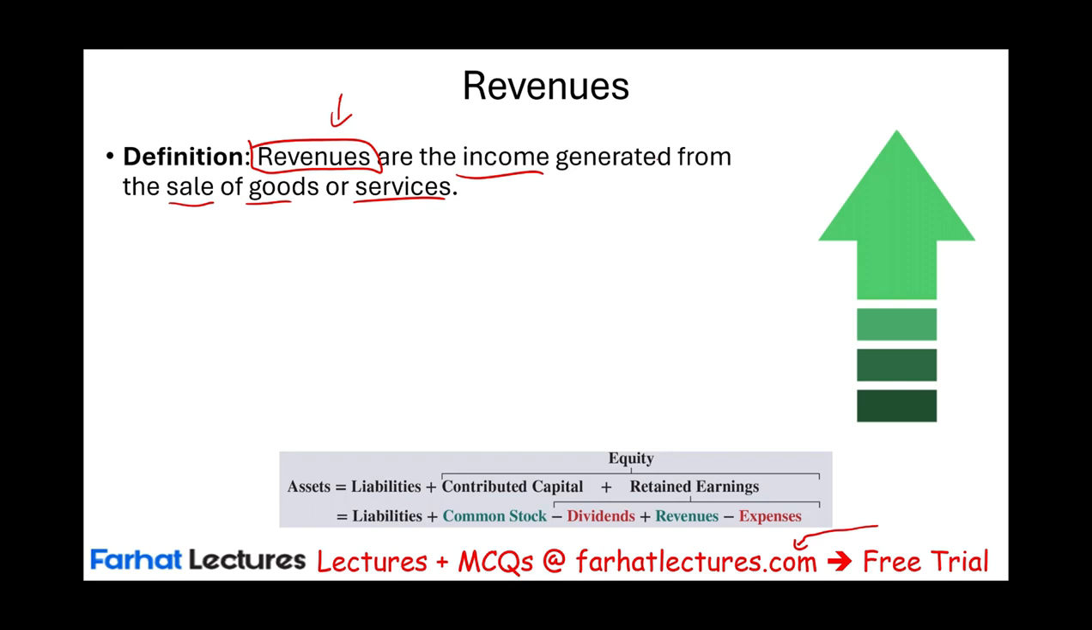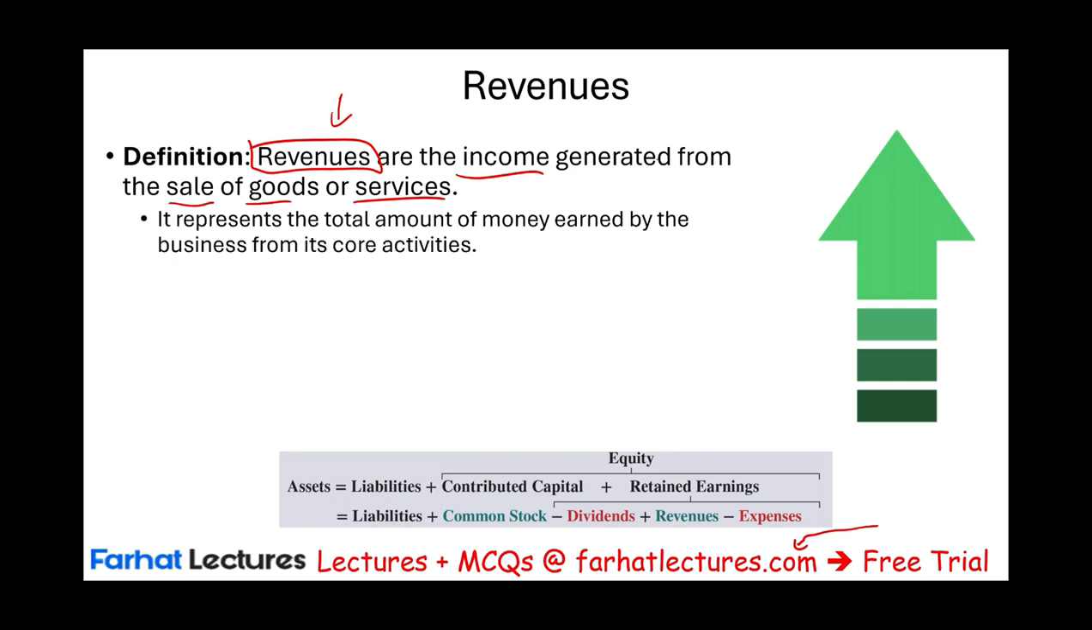Google, how do they generate revenues? Through ads. They sell ads. Microsoft, they sell their software. They sell their services. Walmart, they sell goods. Your university, tuition, that's their revenue. Each business will have a different type of revenues.